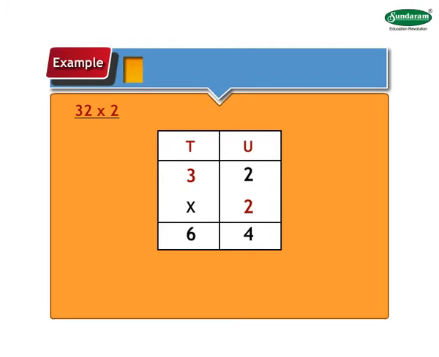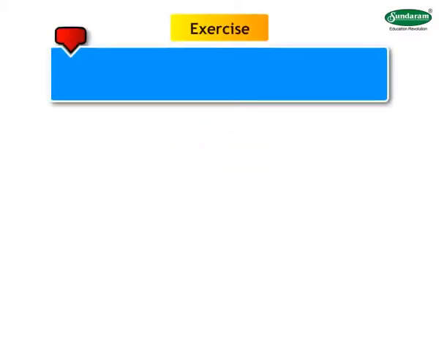Hence, we will write the product 6 in the tens place of the product. Thus, we get 32 multiplied by 2 is equal to 64. We will now do a few sums from the exercise. Carry out the following multiplications.